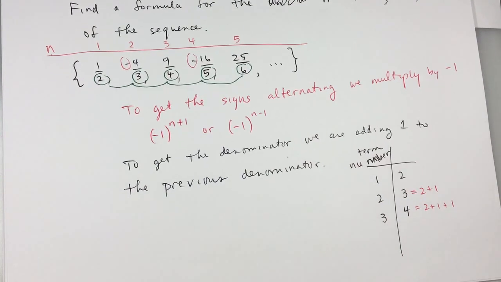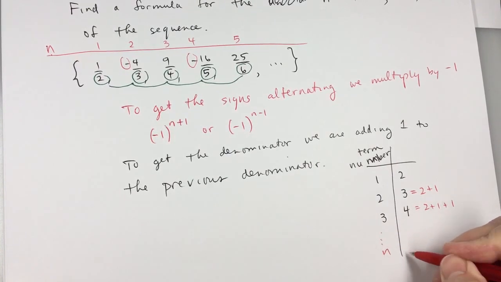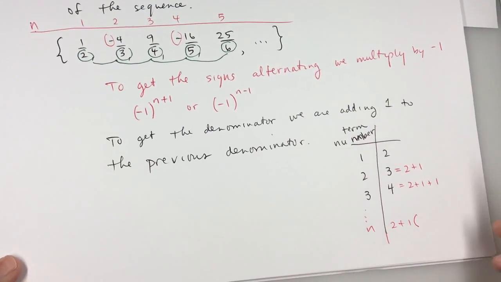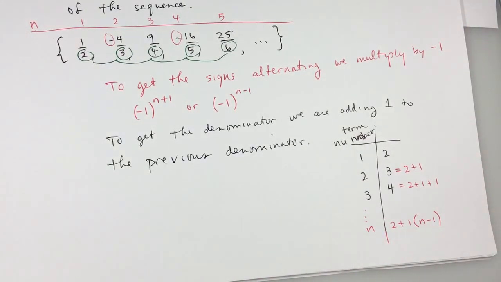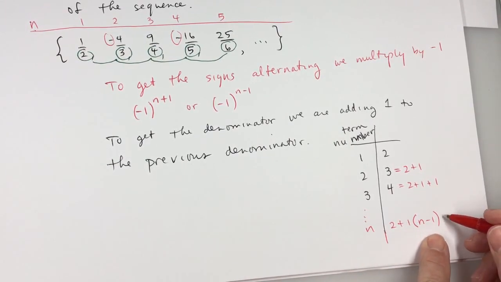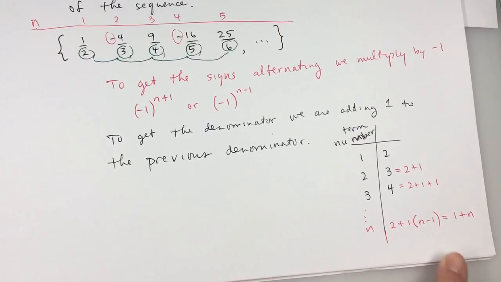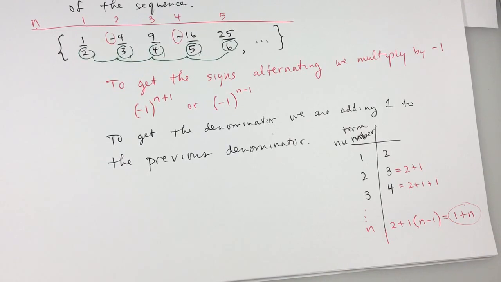So for the nth term, the term number n, I would have 2 plus 1 times n minus 1. And you can simplify that. 2 plus n minus 1, well, that's 1 plus n. So for the denominator, I'll put in 1 plus n. What's happening in the numerator? It looks like something's getting squared.